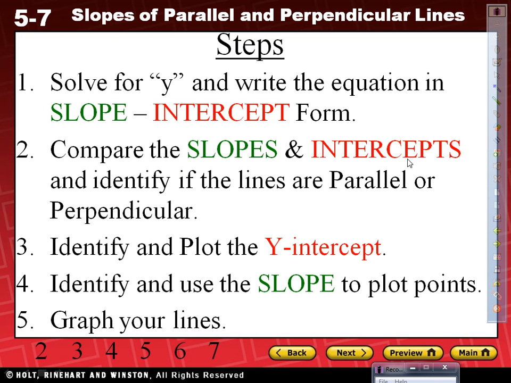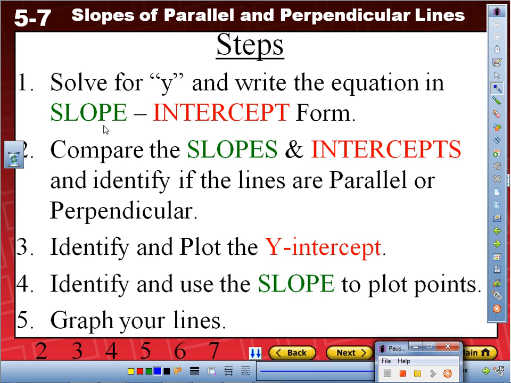Steps. 5 steps for today. Number 1, solve for y and write the equation in slope-intercept form. Step 2, compare the slopes and intercepts and identify if the lines are parallel or perpendicular. Step 3, identify and plot the y-intercept. Step 4, identify and use the slope to plot points. And step 5, graph the lines. Copy that, please.